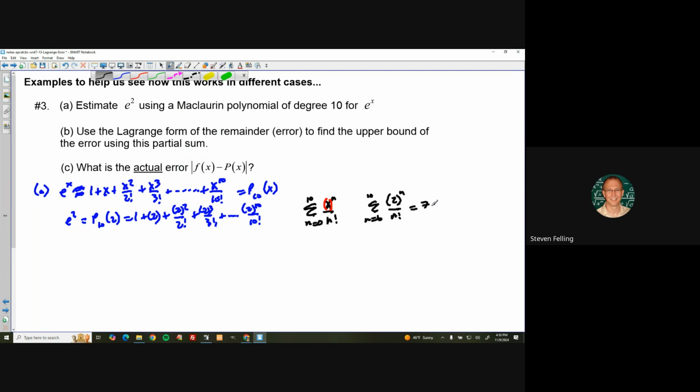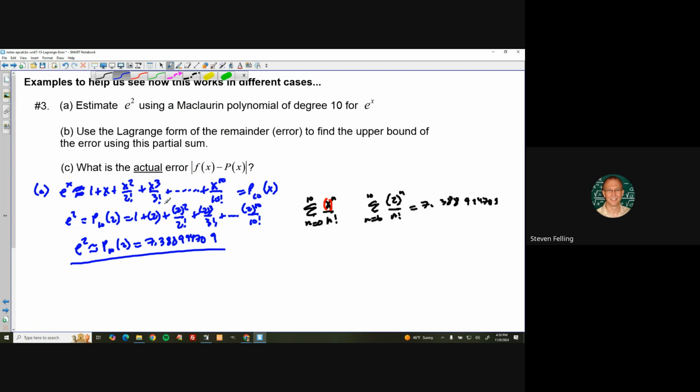It's 7.388994709. And so therefore that is what this approximate value is. So e squared is approximately the Taylor polynomial 10th degree with 2 plugged in, which is 7.388994709. Okay, so here's an approximation for e squared just using the 10th degree polynomial for e to the x.